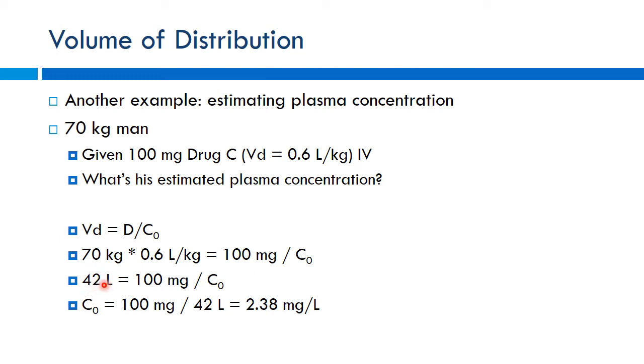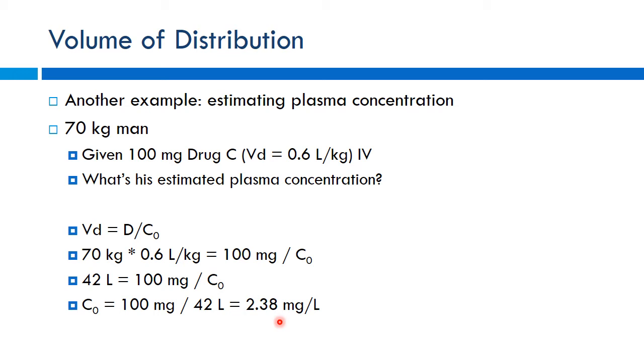By getting that 42 liters, which I know is his particular volume of distribution for that drug, equals 100 milligrams over C0, I can just rearrange that. So I can do 100 milligrams divided by 42, and I can estimate that he would have a blood concentration of 2.38 milligrams per liter. That may be too low for him, maybe I need to bump up the dose, or maybe too high for him, maybe I need to decrease it.